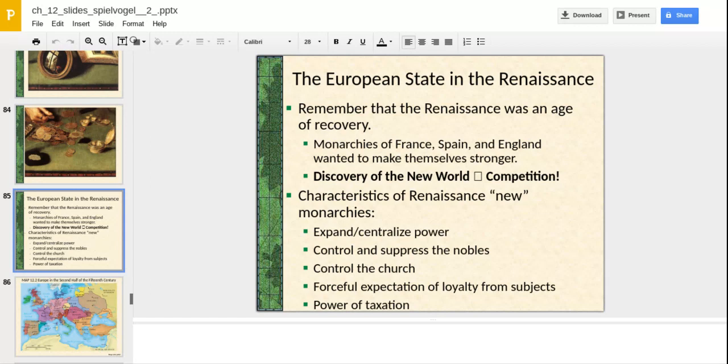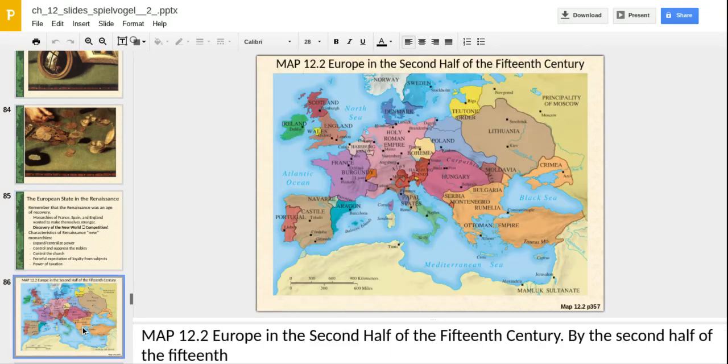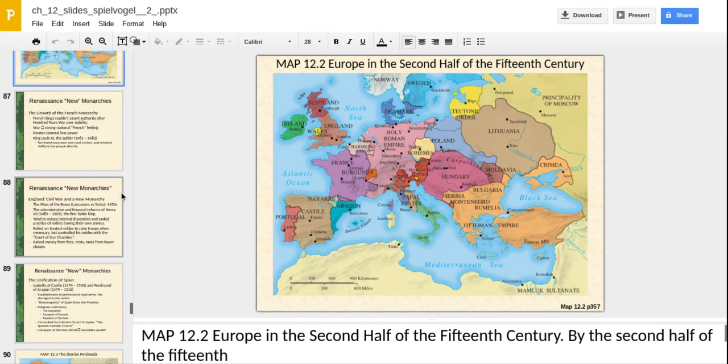These monarchies are trying to expand and centralize their power. They're trying to control their nobles. They also want to control the church, and they're going to do a decent job of that. They have high expectations of loyalty from their subjects, and they also gain the power of taxation from the nobles and from the church. So the kings will wield a lot of power. You're basically looking at the beginnings of absolute monarchy. So here's your map.